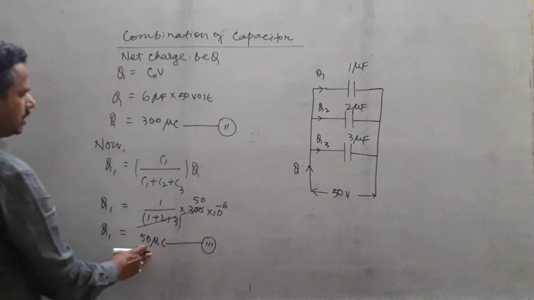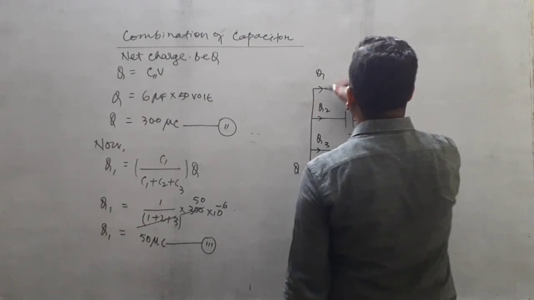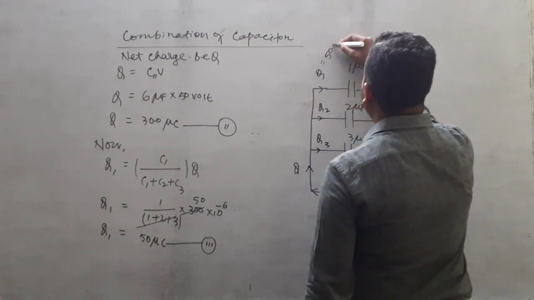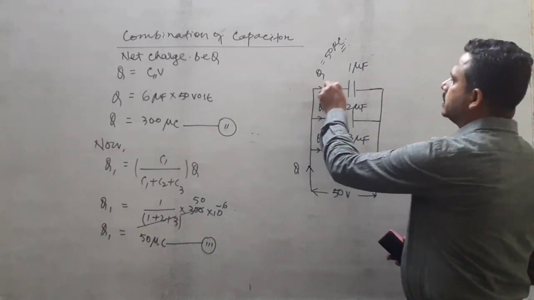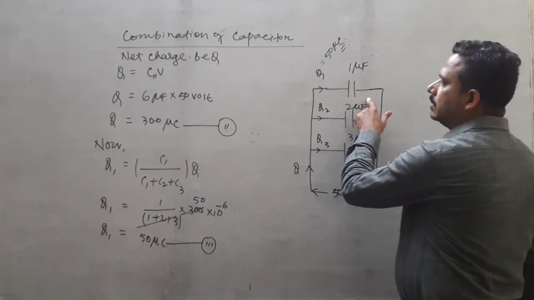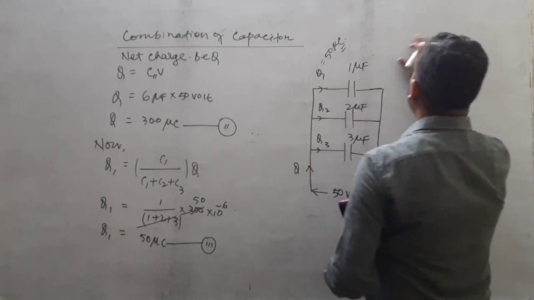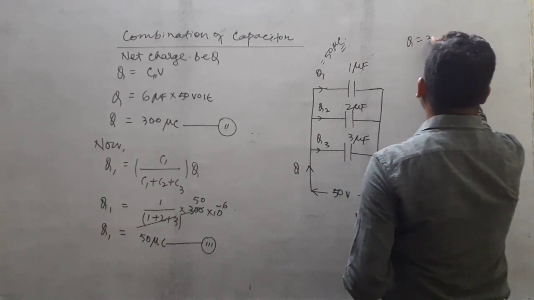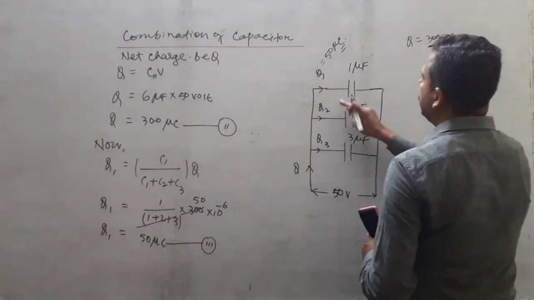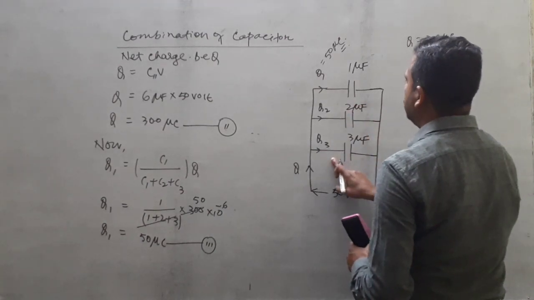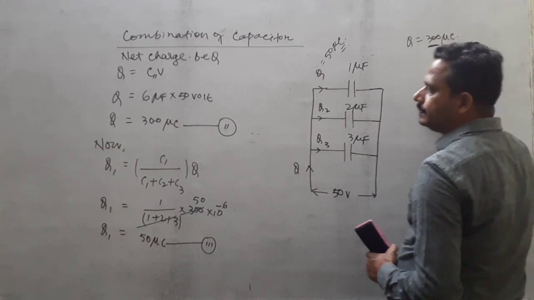This is equation 3, and this is your result. Your Q1 is 50 microcoulomb. So 50 microcoulomb of charge will be flowing through this terminal for the first capacitor. Whereas the net charge is 300. So you just write down here that the net charge of this one is 300 microcoulomb. This 300 microcoulomb charge will be distributed over this terminal and this terminal.